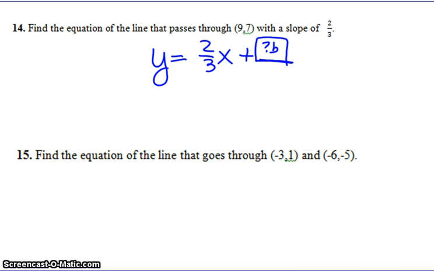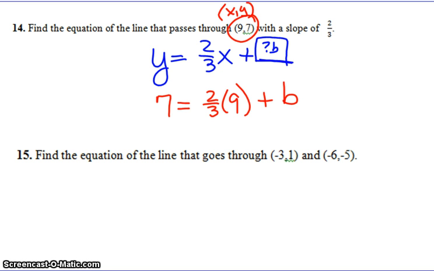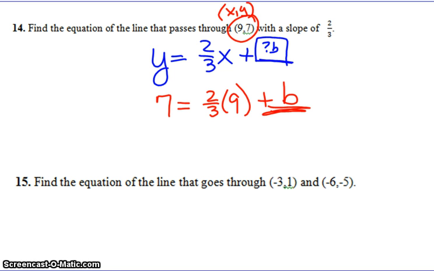One way to figure out our b is we can say, well, we're given some information. We know that point works. So when y is 7, and remember when we're given an ordered pair, we're given it in x, y values, and when x is 9, 2/3 times 9, this all works. It all is a balanced equation. So there's some number here that you'd add to this to make it balanced. Okay? So let's try to figure out what that number is.